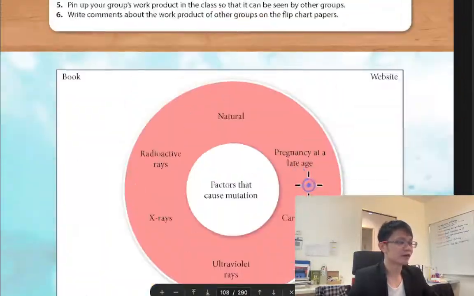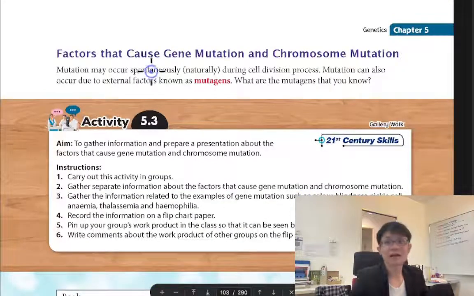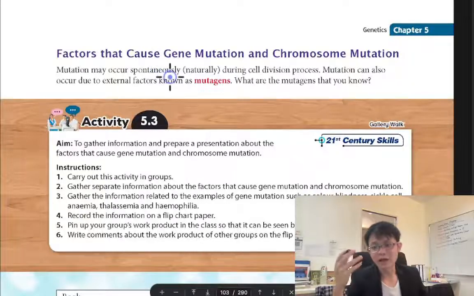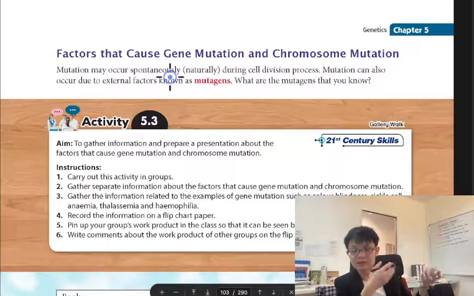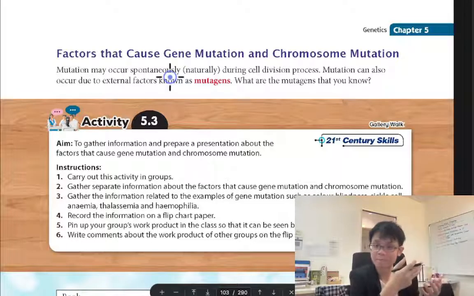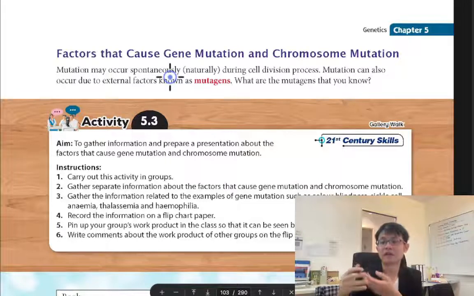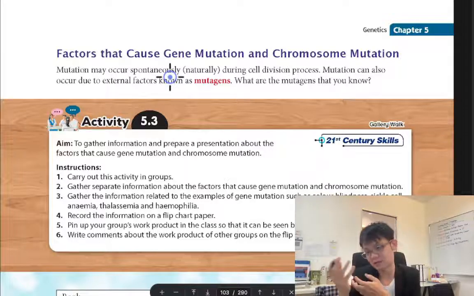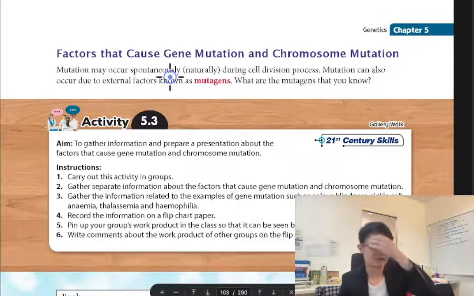Okay, so today we are going to learn about factors that cause gene mutation. So why does this thing happen? Why does the baby come out from the parent with problems? Why do some people have a baby that comes out very strong, very healthy, and some people have a baby that is not so healthy?